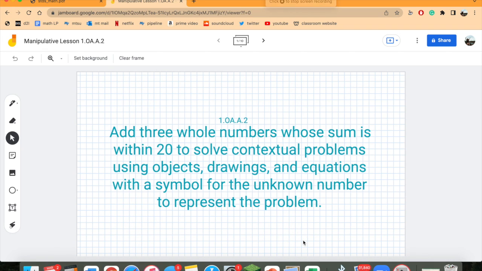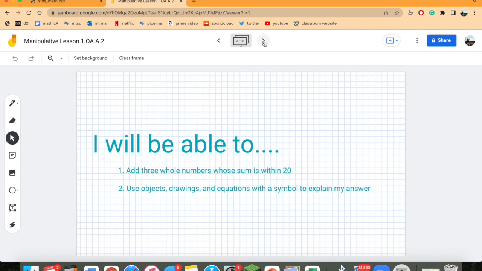Today we are going to be using math manipulatives, like we have been doing in the past, to add three whole numbers whose sum is within 20. So by the end of this lesson, you should be able to add three whole numbers whose sum is within 20 and use objects, drawings, and equations with a symbol to explain your answer.